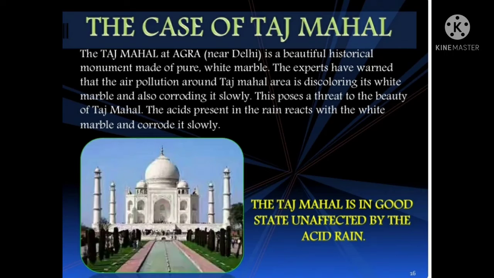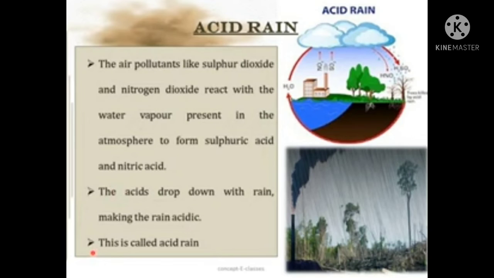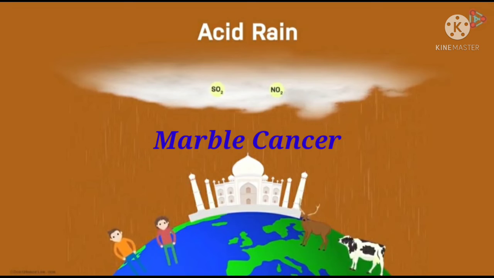Next is the case study of Taj Mahal. We all know that Taj Mahal is one of the famous historical monuments in the world. As you know, the Taj Mahal at Agra is a beautiful historical monument made of pure white marble. The industries located in and around Agra have been responsible for producing pollutants like sulfur dioxide and nitrogen dioxide. These gases react with the water vapor present in the atmosphere to form sulfuric acid and nitric acid. The acids drop down with the rain, making the rain acidic. This is called acid rain. The phenomenon is also called marble cancer.